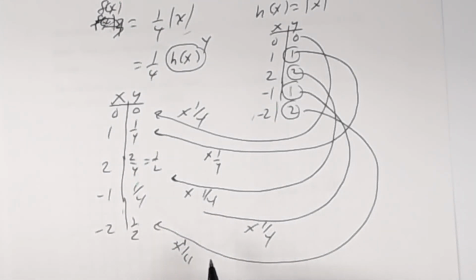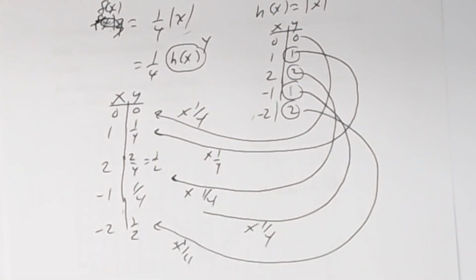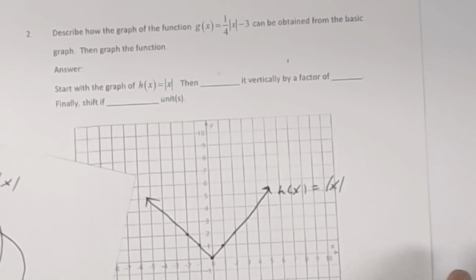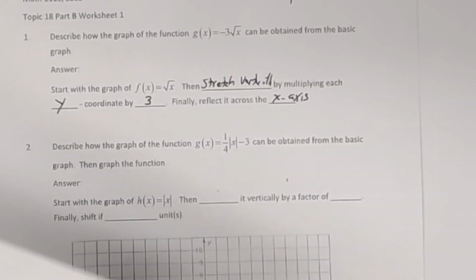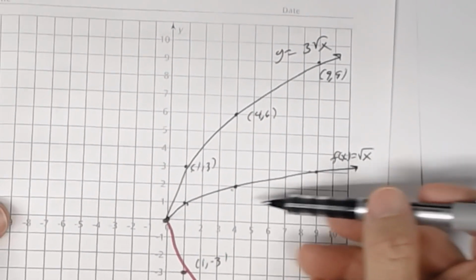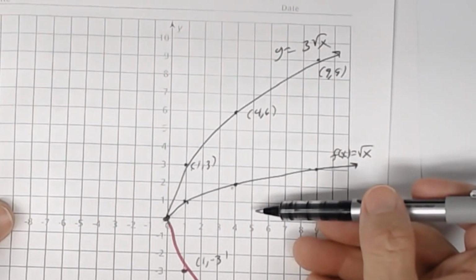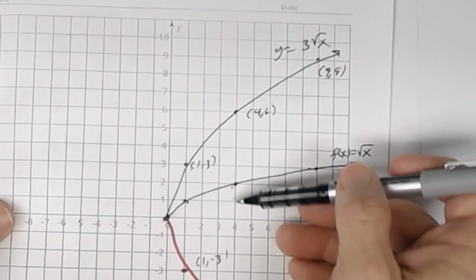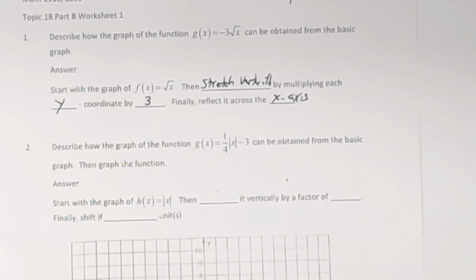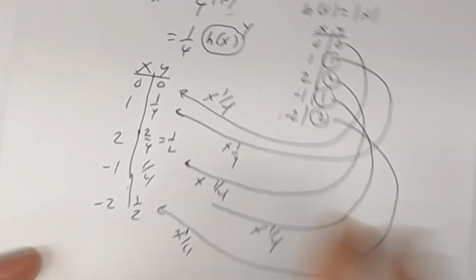Okay? So what I want you to remember is this. When we did number 1, we saw that this 3 moved my parent function away from the x-axis. So it's being stretched vertically. Let's look at what happens here. Watch what happens here. I'm going to plot these points here.